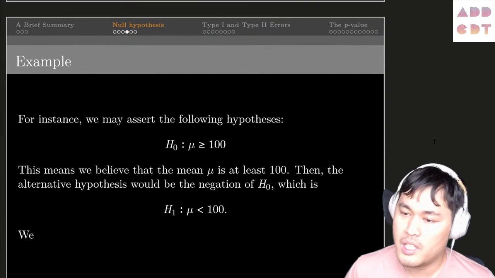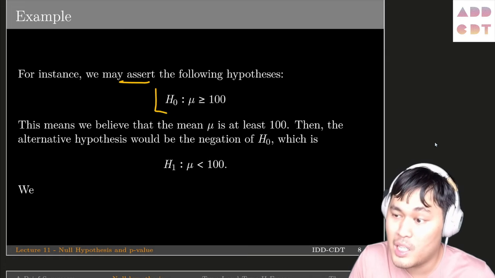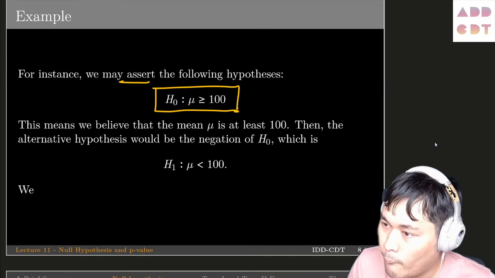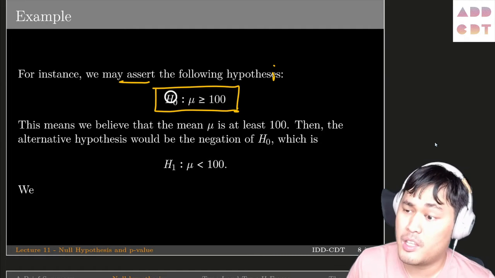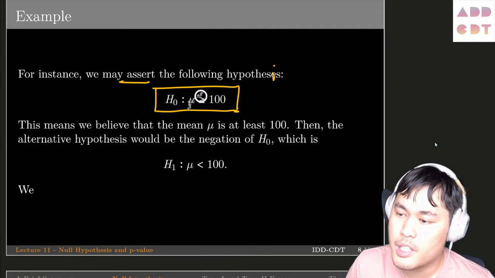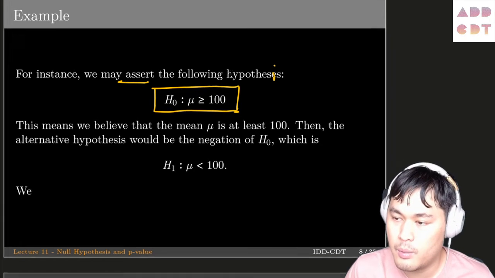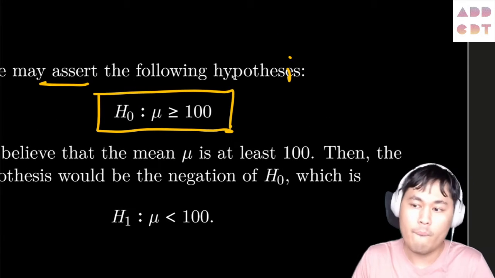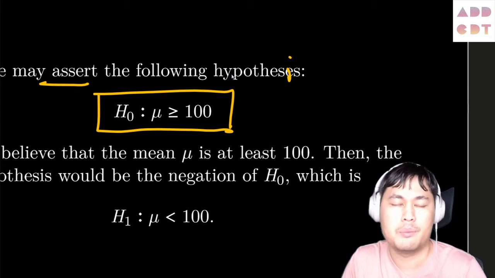So for instance, we may believe the following hypothesis. It should be H0, because it's just a single hypothesis. We believe that mu is greater than or equal to 100. Maybe I'll zoom in a little bit. This is what we believe, and it means we believe the average is at least 100.